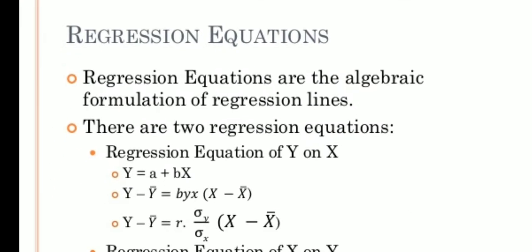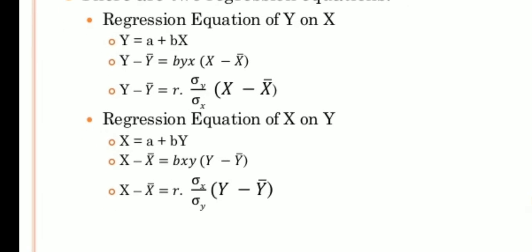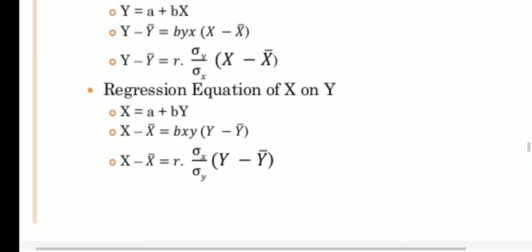Now, regression equations. Regression equations are algebraic formulations of the regression lines. There are two regression equations. One is the regression equation of y on x: y equals a plus bx, or y minus y bar equals byx into x minus x bar, or y minus y bar equals r into sigma y upon sigma x into x minus x bar. This is the deviation from the mean.